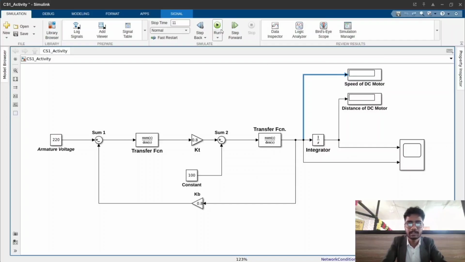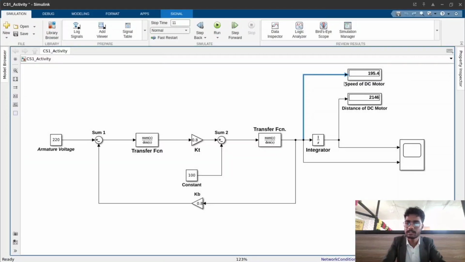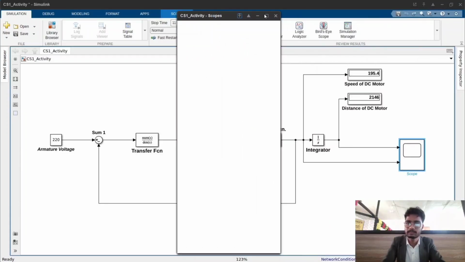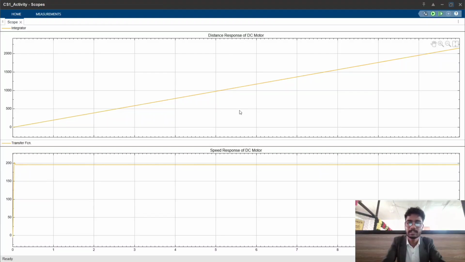Now we will run this simulation. Speed of the DC motor is 195.4 and distance of the DC motor is 2146. Let's observe the waveform. These are the two waveforms given by the simulation. Thank you. Next, this simulation waveform will be explained by Bhakti.